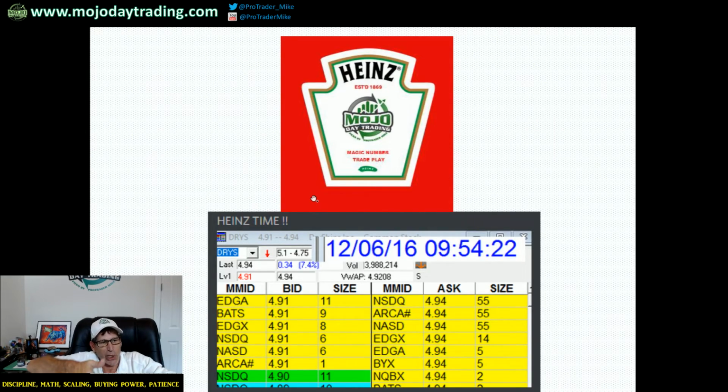Like a bottle of ketchup, you open it, it doesn't move. You have to hit the bottle. That's like the 90 to 95. Once it gets over the rim at 5, it flies out. That's why I call it the Hines trade play. I patented it in 2012.